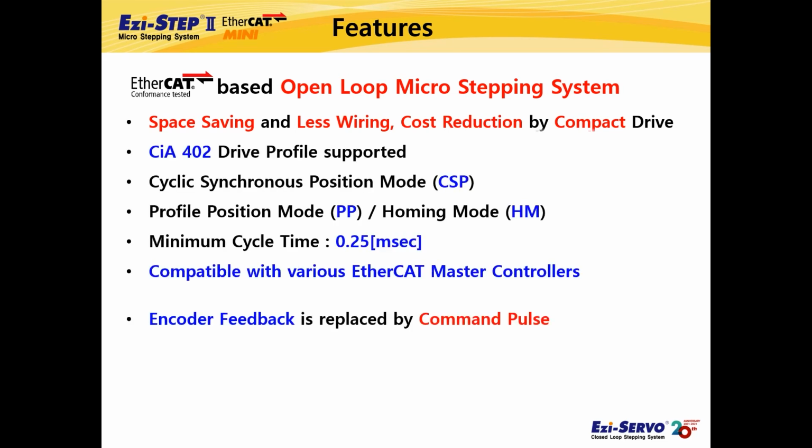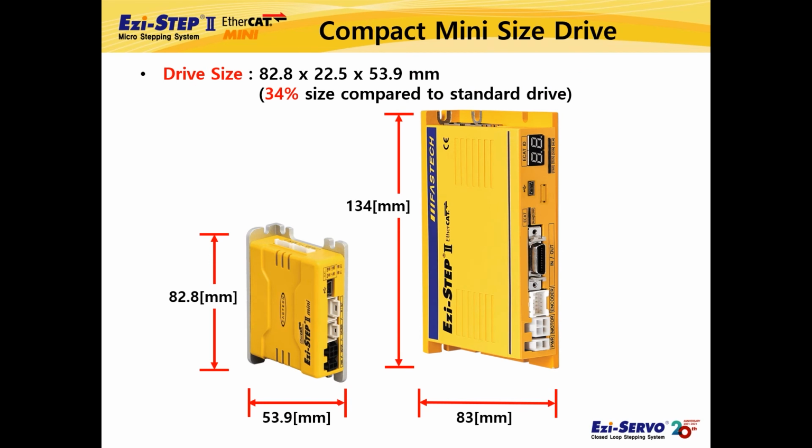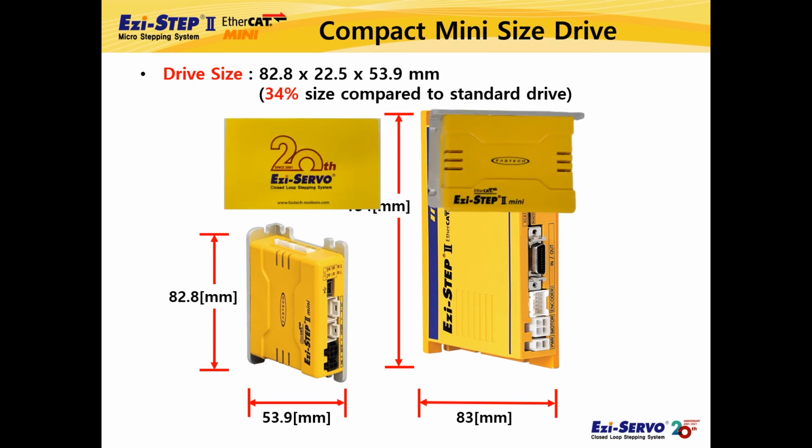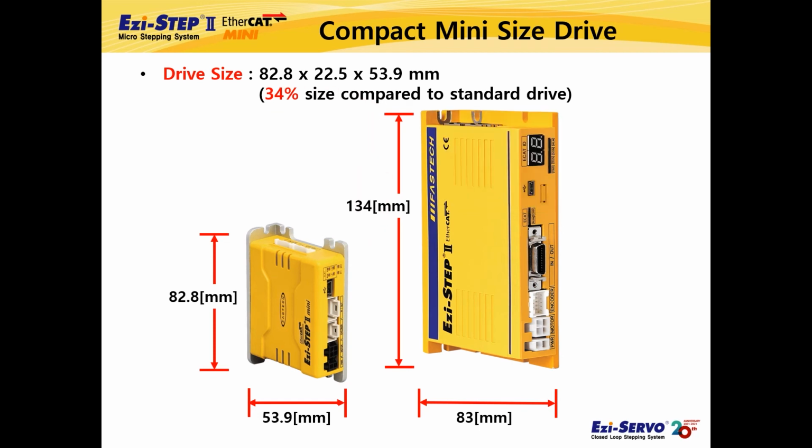Other features of Ezi-STEPII EtherCAT MINI are the same as the standard type Ezi-STEPII EtherCAT described before. The size of Ezi-STEPII EtherCAT MINI drive is 1/3 the size of the EtherCAT standard type drive. The size is similar to the size of a business card. In addition, since the drive size is compact, the drive can be installed directly near the motor, which shortens the wiring between the motor and the drive. Thus the wiring is simpler, and the cost is reduced, too.